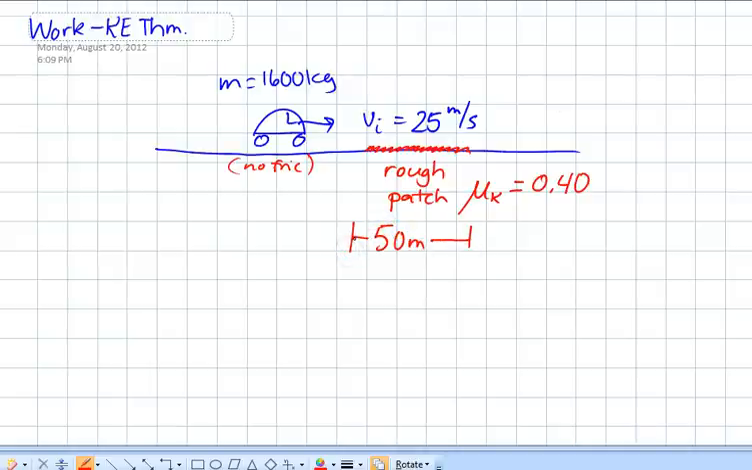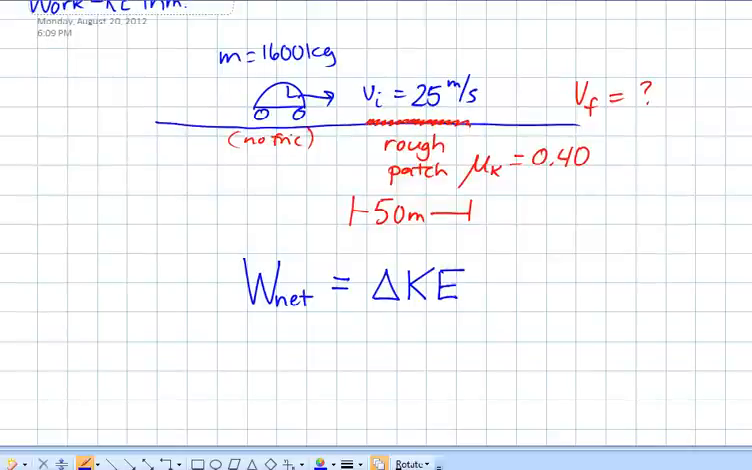Okay, so what we want to find out is how fast is the car traveling after it goes through the rough patch. Okay, so we need to go back to the work-energy theorem, which says that the total or net amount of work done on an object is equal to that object's change in kinetic energy. And this is what I like so much about this equation, is that if you think about all the forces that act on an object and carefully analyze them, then you can calculate the net amount of work. It's pretty easy. So in this case, let's draw the forces acting on the car.